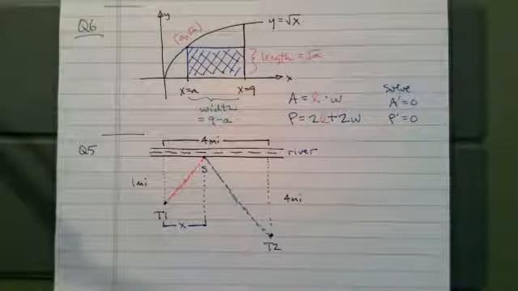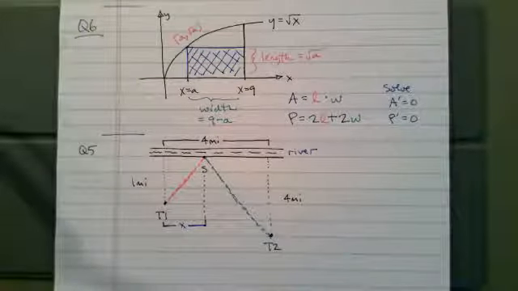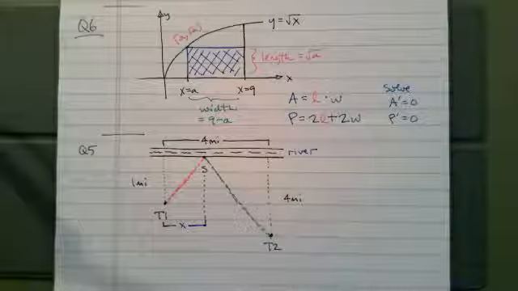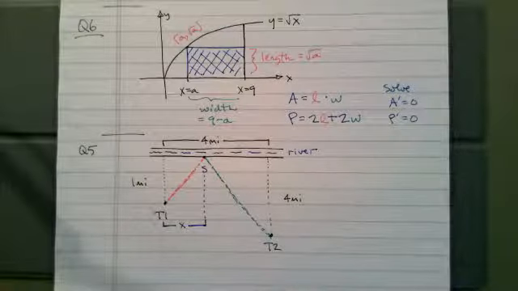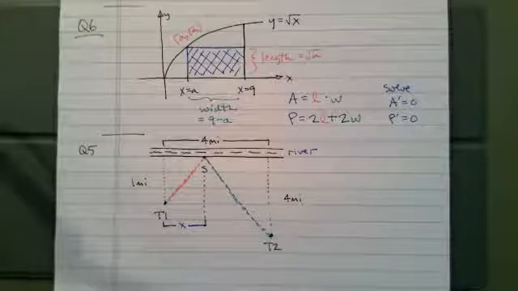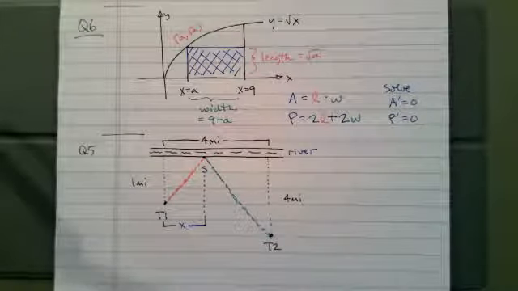In quiz 5, we're building a pumping station, and that's going to be servicing 2 towns along a river. The towns are 4 miles apart along the river. Town 1 is 1 mile from the river, and town 2 is 4 miles from the river. Our objective is to minimize the total amount of pipe connecting the 2 towns to the pumping station.